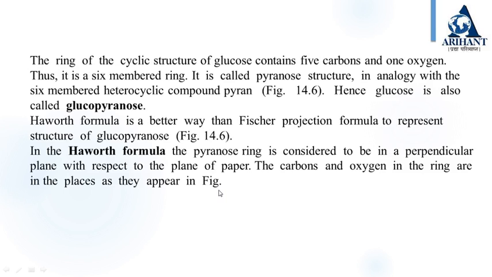The ring of the cyclic structure of glucose contains 5 carbons and 1 oxygen. Thus, it is a 6-membered ring. It is called pyranose structure, in analogy with the 6-membered heterocyclic compound pyran. Hence, glucose is also called glucopyranose. Haworth formula is a better way than Fischer projection formula to represent the structure of glucopyranose. In the Haworth formula, the pyranose ring is considered to be in a plane perpendicular to the plane of the paper. The carbons and oxygen in the ring are in place as they appear.